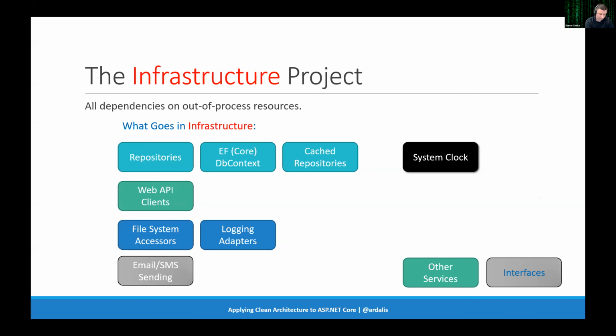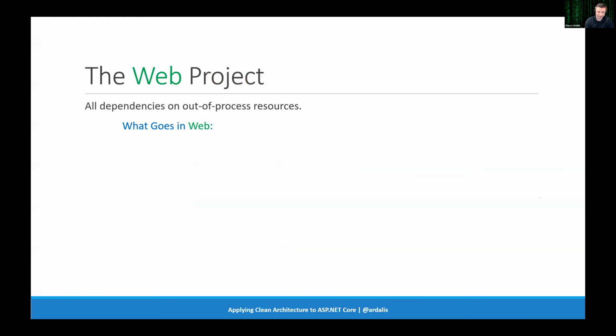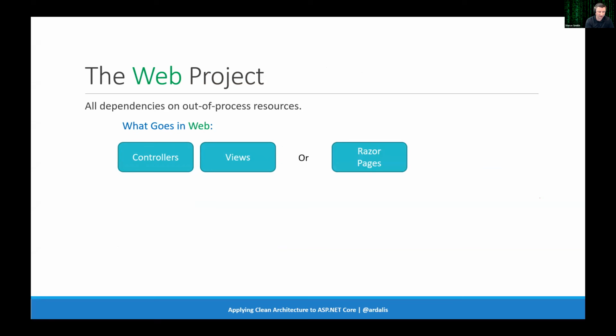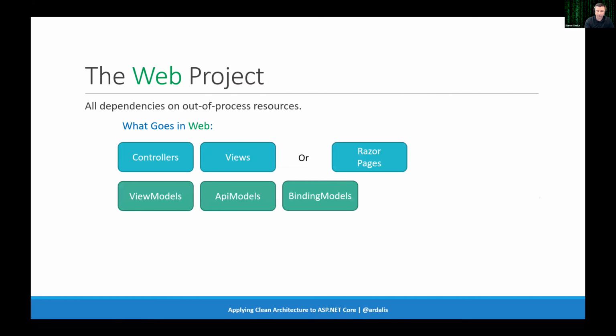All right, so then we have the web project, assuming we're doing ASP.NET Core, right? And so it's going to have all your MVC stuff like controllers and views or Razor Pages. It's going to have all your DTOs that you use to work with those things, like view models or API models or binding models or whatever you call your DTOs that go over the wire. Incidentally, you should not call those entities, and they should not be your domain objects or your data context entity objects, because there's a bunch of reasons for that. Security, performance, tight coupling, etc.